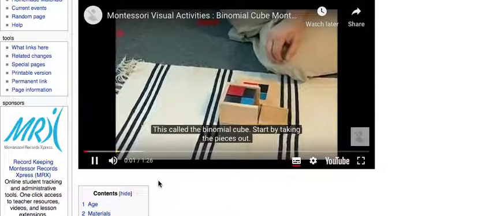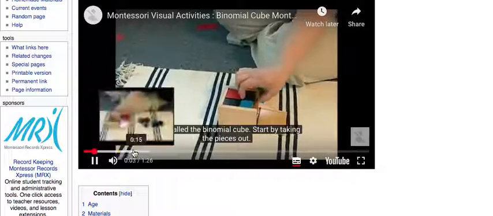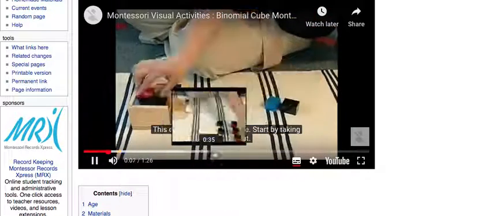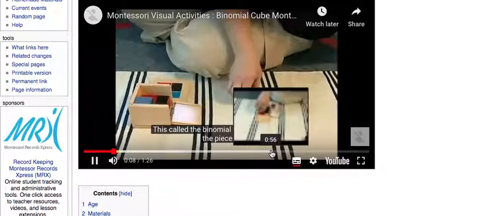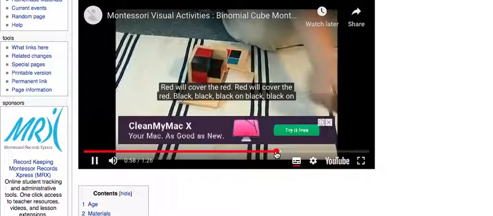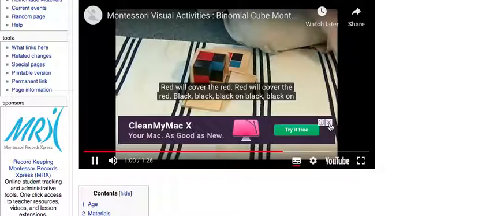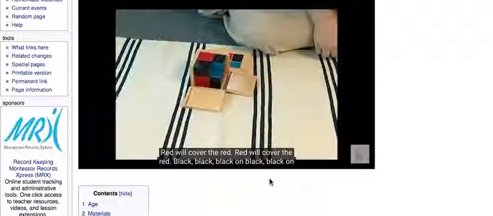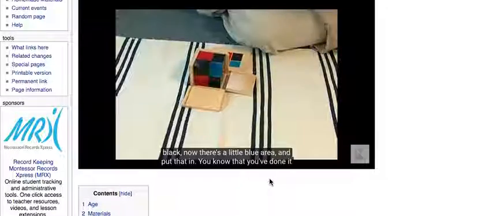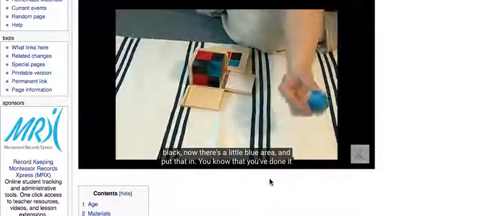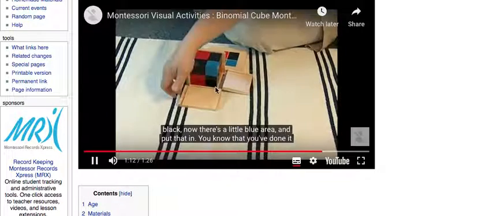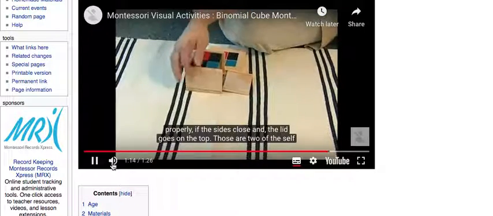This is called the binomial cube. So this is start by taking the pieces out. A maths teacher, yeah, it's just some primary school teacher who doesn't really know what's going on mathematically, which Black is the amazing on thing. black. Black on black. So now there's they a do little it by blue colour and memory area. and stuff like that. But there we go. So it's a Put cube. that in. You'll know that you've done it properly. It's a cube.